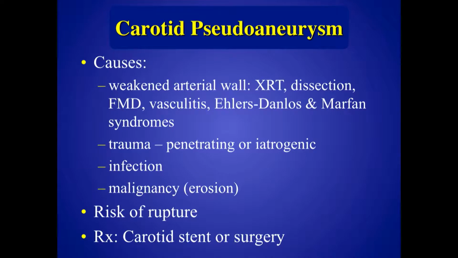weakening of the wall that can be due to a connective tissue issue. You can also see pseudoaneurysms related to dissection. It's probably the second most common cause of pseudoaneurysms in the carotid artery. Of course, the concern there is the risk of rupture.